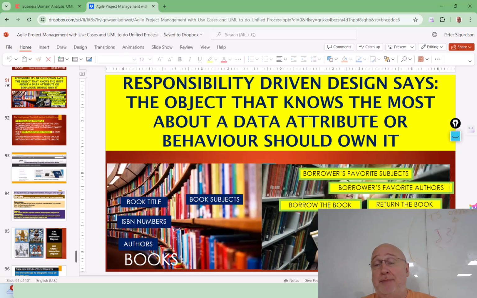We can make a patron, we can make a borrower to be in charge of knowing about all the books they might want, but we couldn't possibly make a book to be in charge of knowing who wants to borrow it. And when you can understand that, you can understand the knowledge principle, responsibility-driven design. The object that knows the most about something should be the object that owns the behavior of controlling that business process.